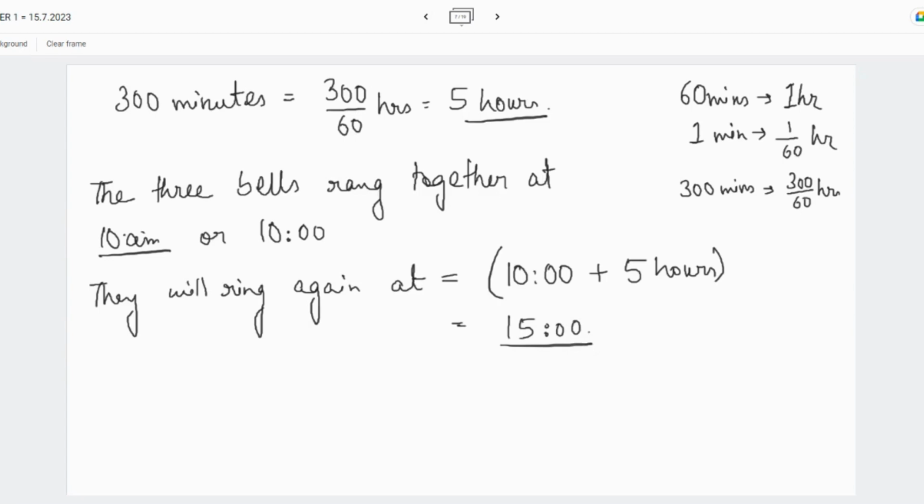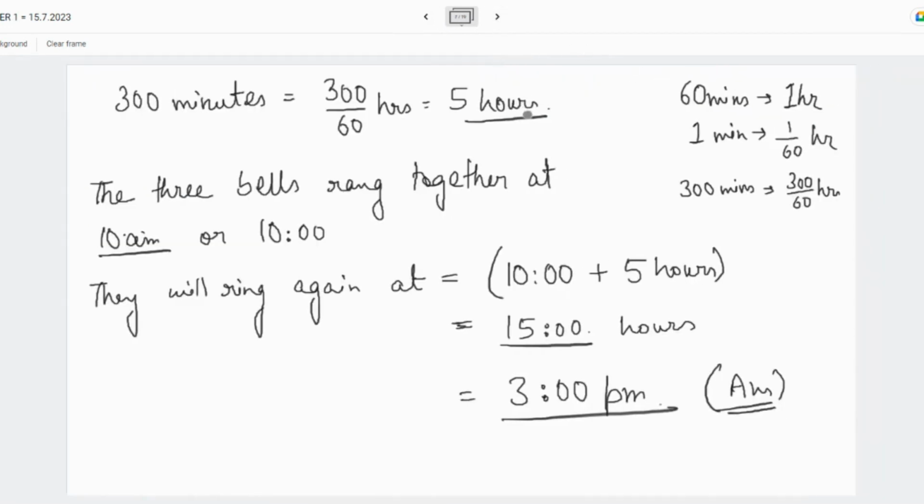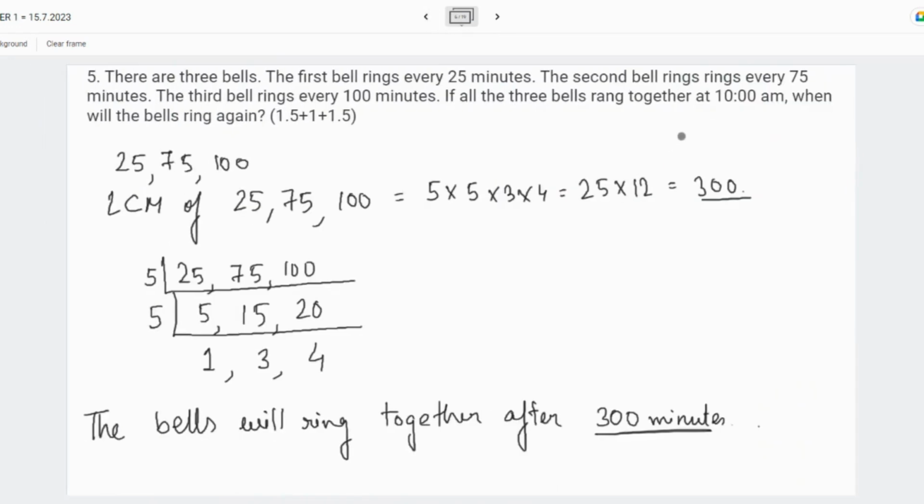If we add them, we get 1500 hours. 1500 is in the 24-hour configuration. If we try to convert it into 12-hour configuration, we get 3 p.m. 1500 hours is the 24-hour format, and 3 p.m. is the 12-hour format. We all know this from the digital clocks, right? So we got our answer. The bells will ring together again at 3 p.m.